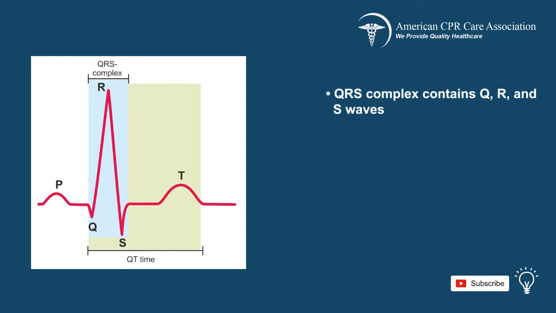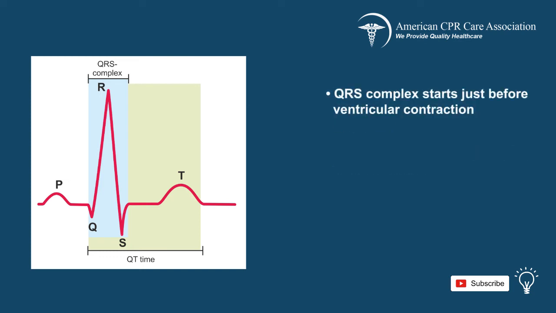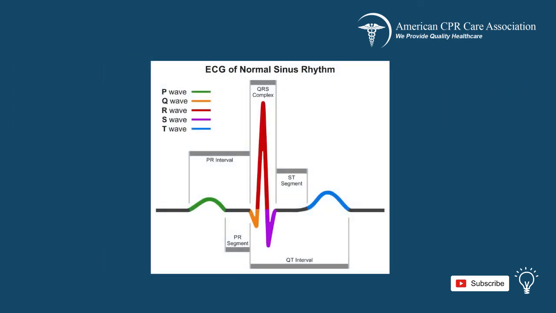The QRS-T complex shows the electrical activity of the ventricles. The QRS complex shows the depolarization of the ventricles, and the T wave shows the repolarization of the ventricles. Like with the P wave, the QRS complex starts just before ventricular contraction. The QRS complex has a series of 3 deflections that reflect the current associated with the right and left ventricle depolarization.